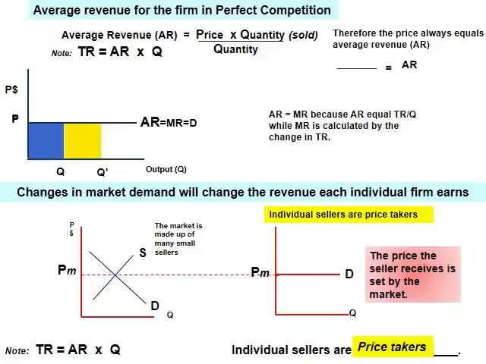Now, average revenue always equals the price. If we look at our equation, we know total revenue is price times quantity, and the average value is simply divided by quantity. So, we can see just mathematically that the average revenue always equals the price. And this is important when we look at the graphs that are coming up.